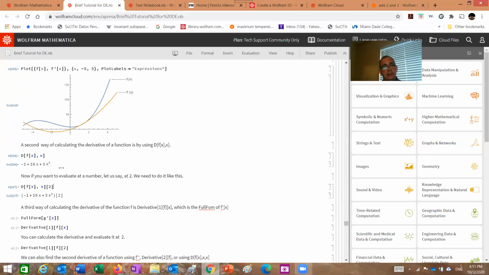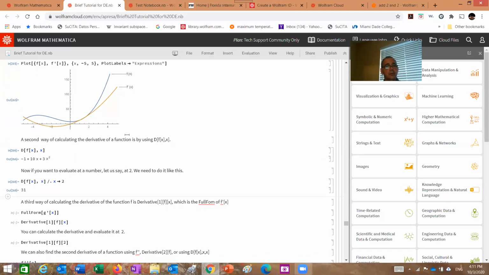What you need to do is use a replacement by a rule. The rule can be expressed like this: x, then slash greater than, which gives you the arrow, and then you put the 2. It means that in that expression, you replace the x by 2. When you press enter, you get the value, which in this case is 31.